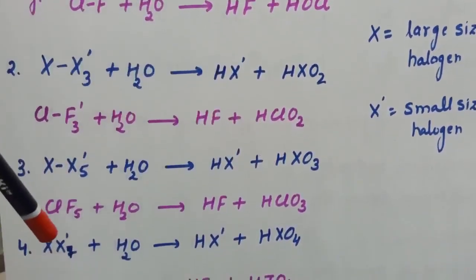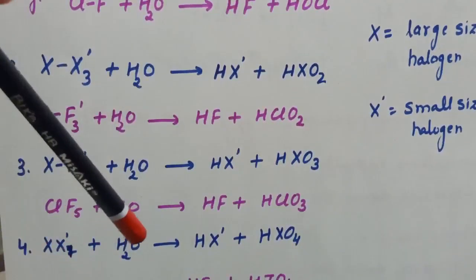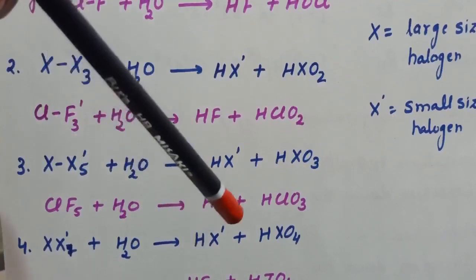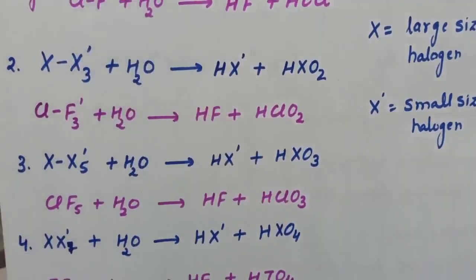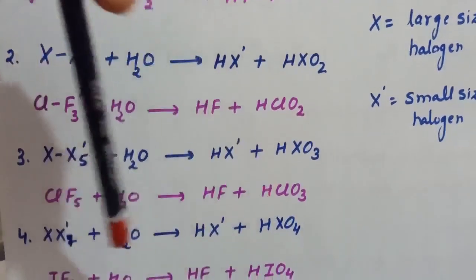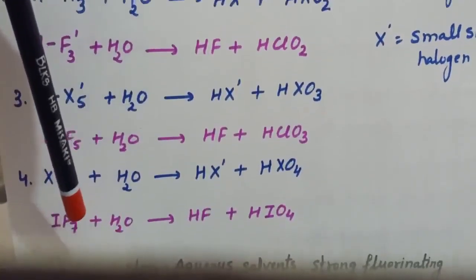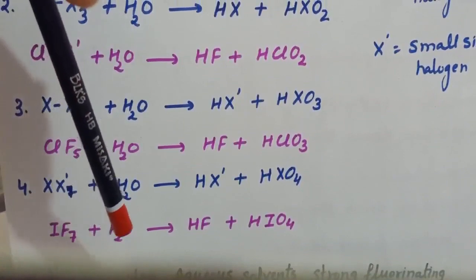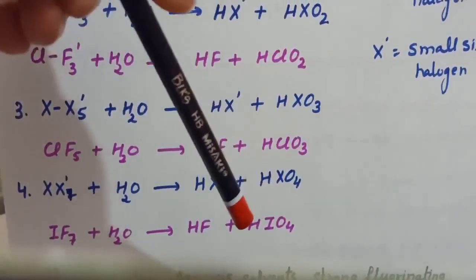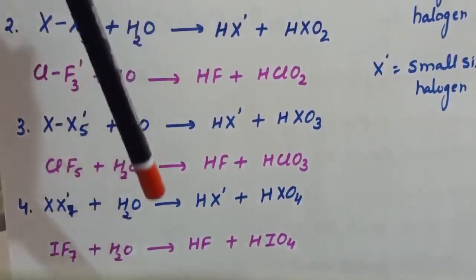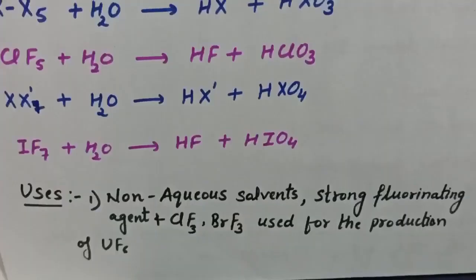Now fourth is XX'7 plus H2O. So here we are getting HX dash plus HXO4, that is per. If we take the example of IF7 plus H2O, it will give HF plus HIO4, that is periodic acid. So these are the hydrolysis products of interhalogen compounds.